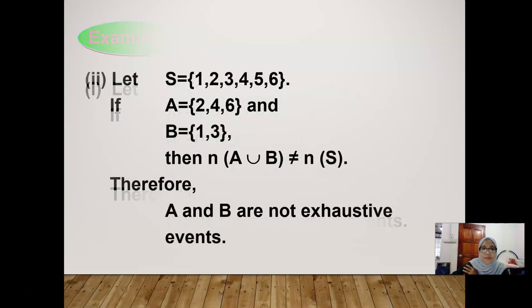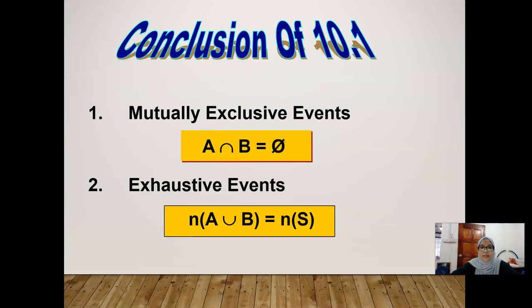Okay, very easy. This one also, the example that A and B are not exhaustive events. Why? Because the number of A union B is not equal to the number of the sample space, because you don't have any number 5 here, right, there is no number 5 here. 2, 4, 6, yes, 2, 4, 6, 1, 3. Okay, you left this one. Number of A union B is 5, here is 6, so it's not equal. So we can say that A and B are not exhaustive events.